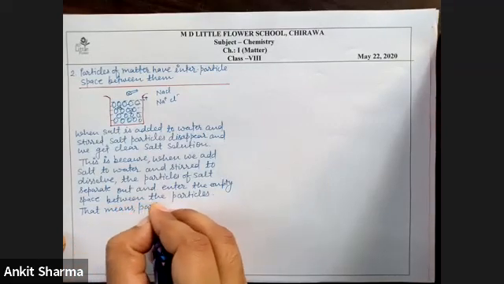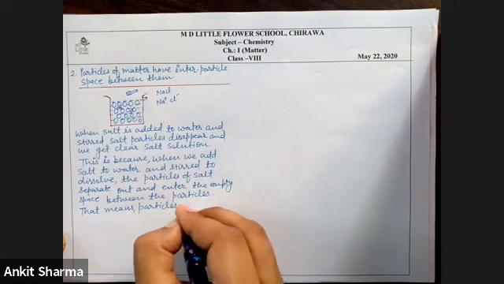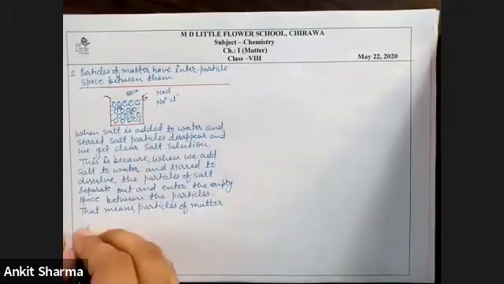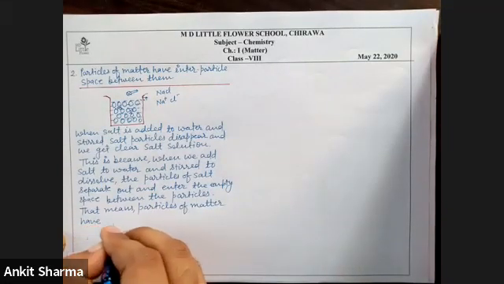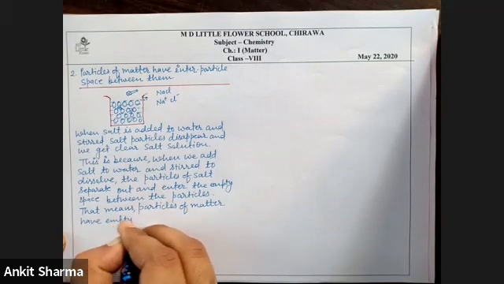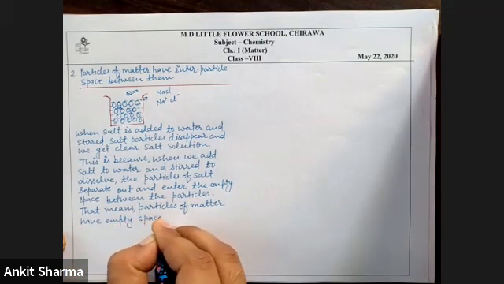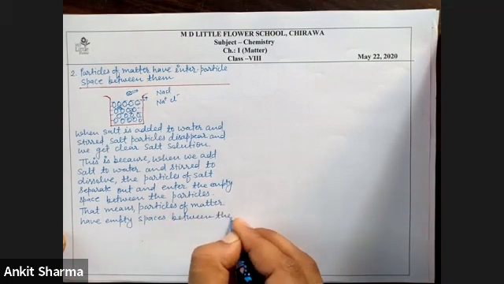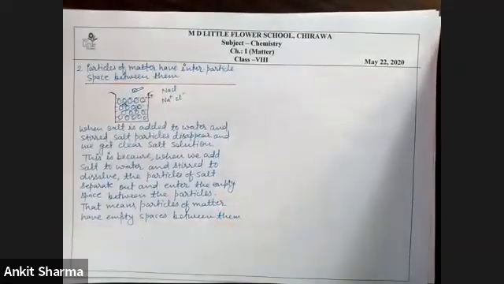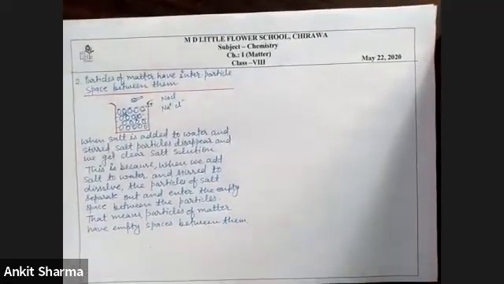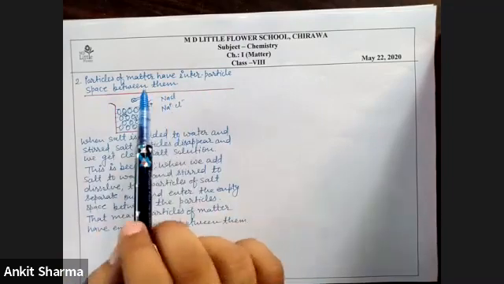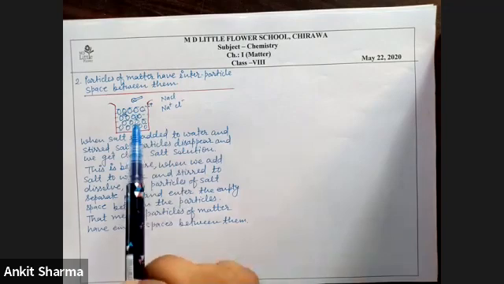that means particles of matter have empty space between them. Get it? Now let's start from the beginning. Particles of matter have interparticle space between them. Okay, we have to prove that. So for that we have conducted an activity.